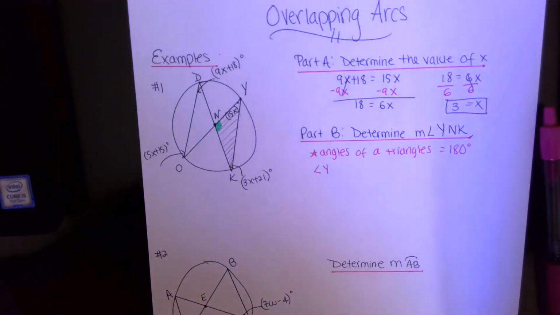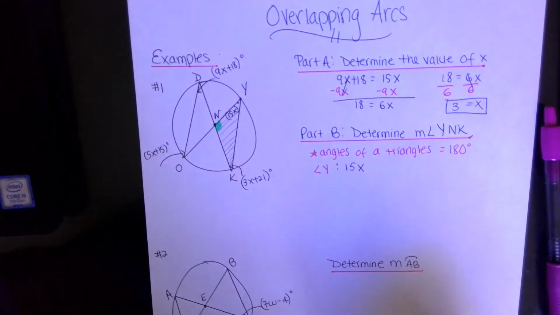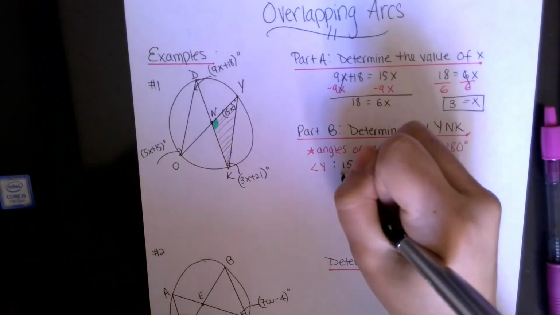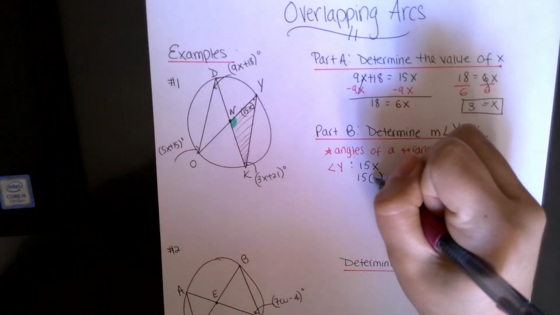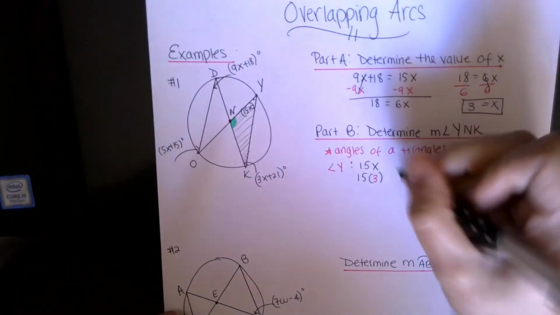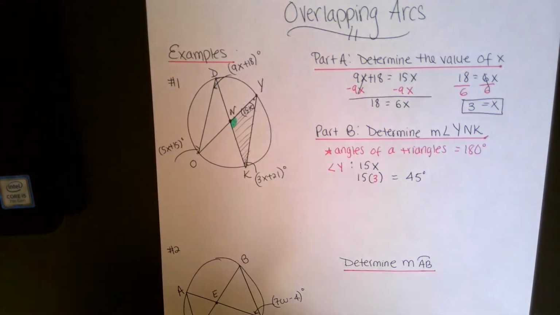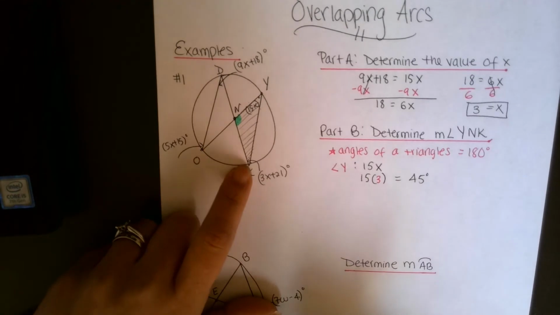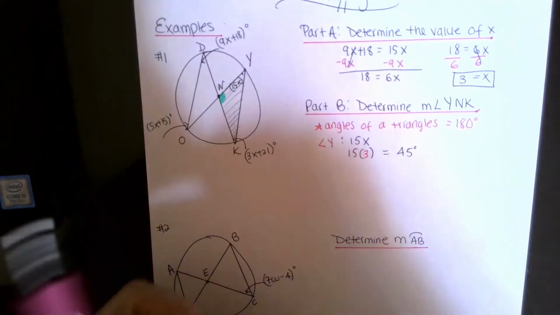So angle Y is 15x. It's going to be 15 times the x value we just found, which is 3. We're going to substitute it in. So that means angle Y is 45 degrees. That's one angle. We need to find one more, that way that could help us figure out the last angle. So now let's look for angle K.